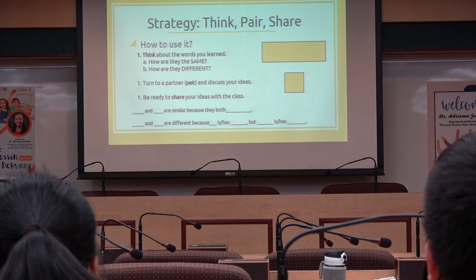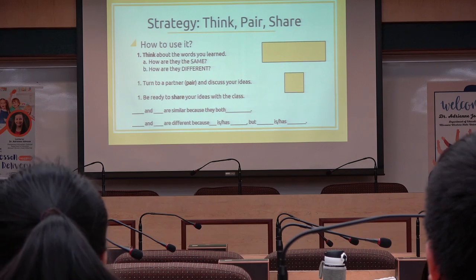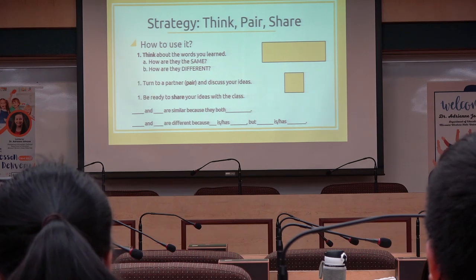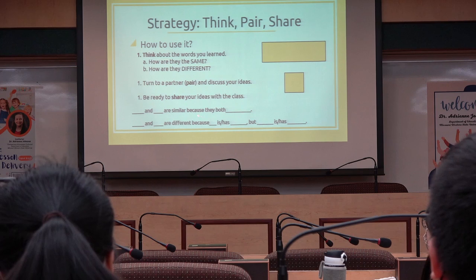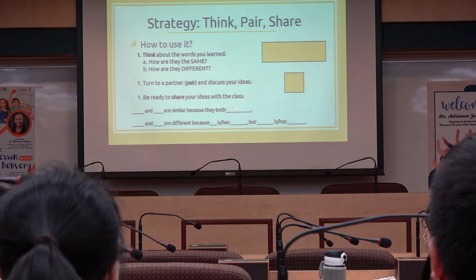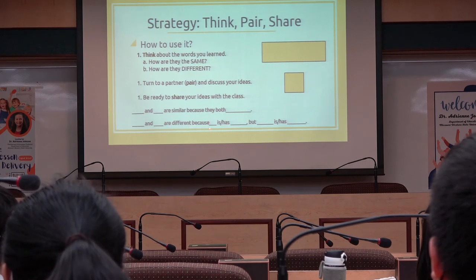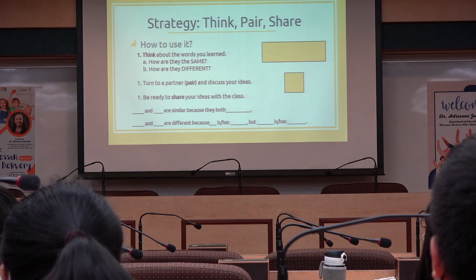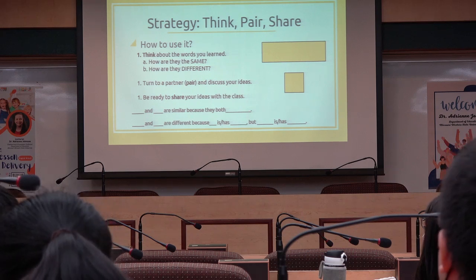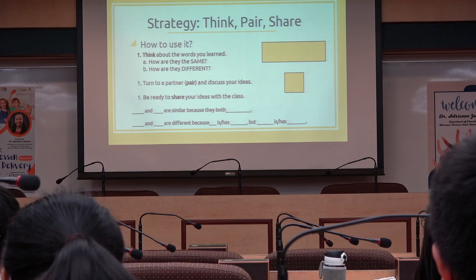So you're going to think about, how are these two shapes the same? You're going to use this sentence here. This and this are similar because they both... This and this are different because blank has, but blank has. Okay, so you need to use the academic words, the math words. All right, so use your pictures.